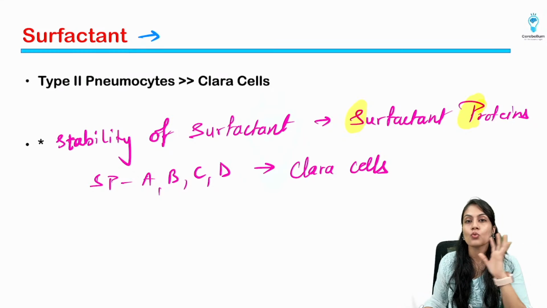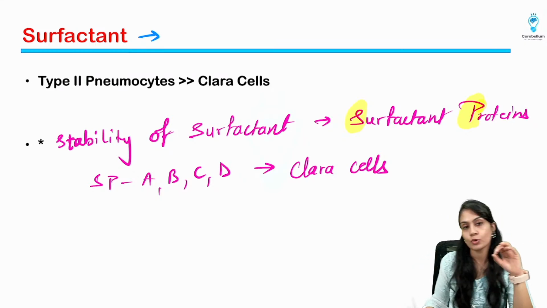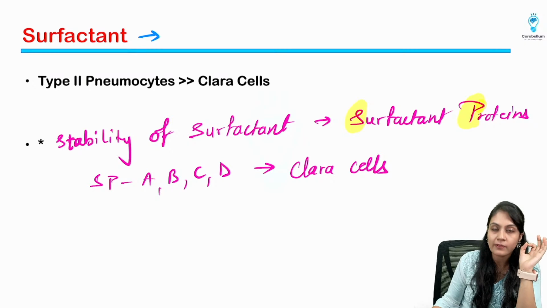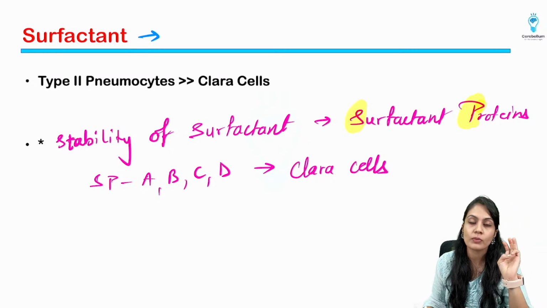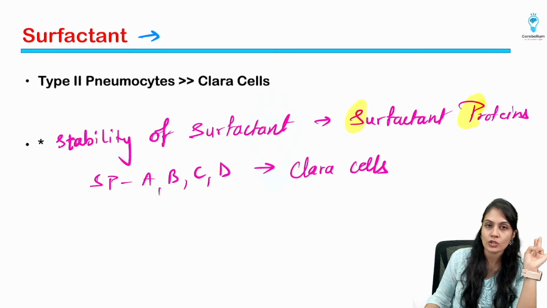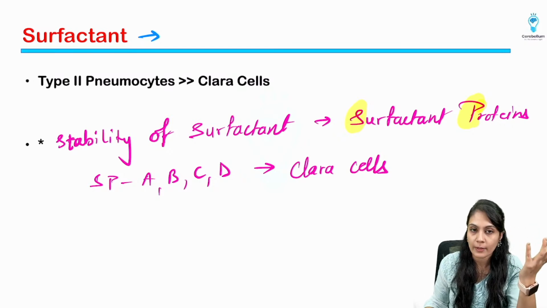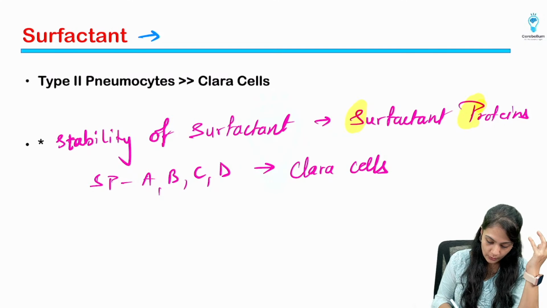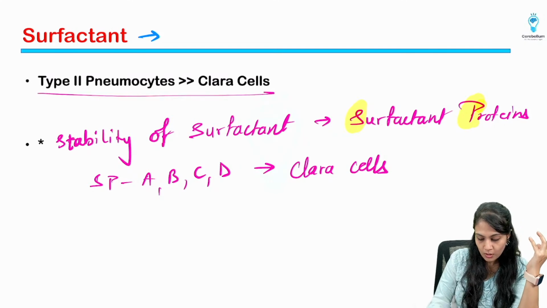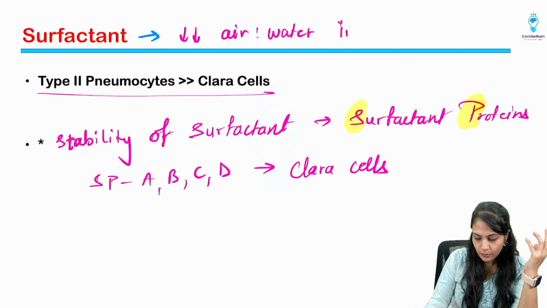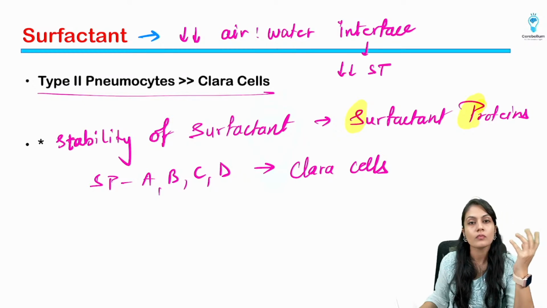And that's why if you do not have the type 2 pneumocyte in the options, go with the Clara cell, because specifically in one of the PGI exams and the AIIMS exam, this question was asked and the Clara cells was given, which is an absolutely true statement. Okay, so two things are going to happen, and they are going to reduce the air water interface. And by reducing the air water interface, definitely they are going to reduce the surface tension, right?